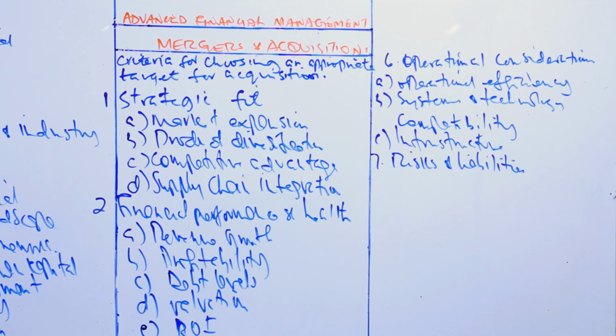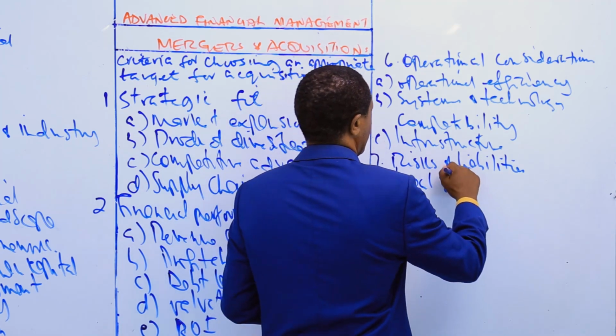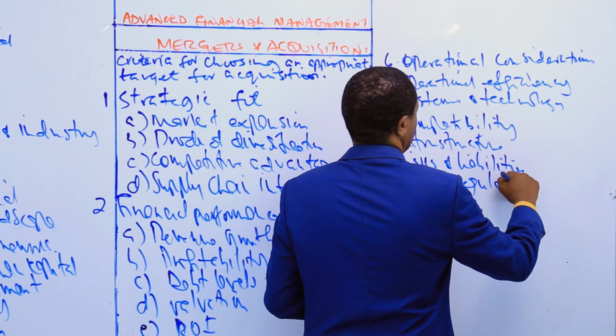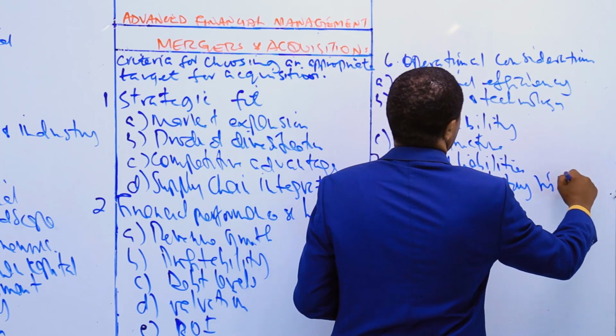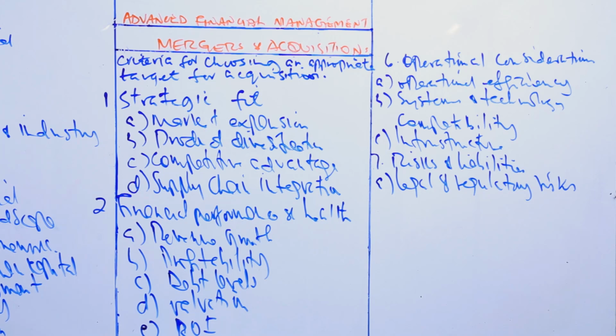like the legal and regulatory risks. This has to do with compliance issues. The acquirer should check if there is any ongoing litigation, competition concerns, or just potential regulatory changes.